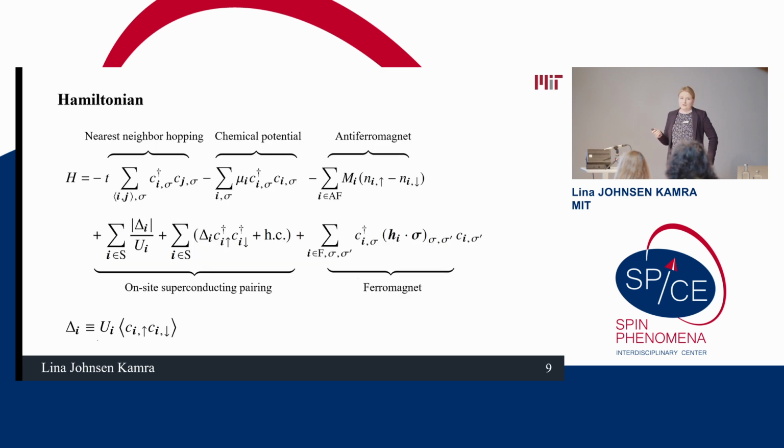To very briefly outline our methods, we typically consider a tight binding Hamiltonian where we have a nearest neighbor hopping term here. We have a chemical potential which determines the filling of the lattice. We have a spin-splitting field that for the antiferromagnet oscillates from site to site, and a ferromagnetic term which has a spin-splitting field that is the same on all lattice sites. And we describe the superconductivity as an on-site conventional superconductivity with this gap delta.